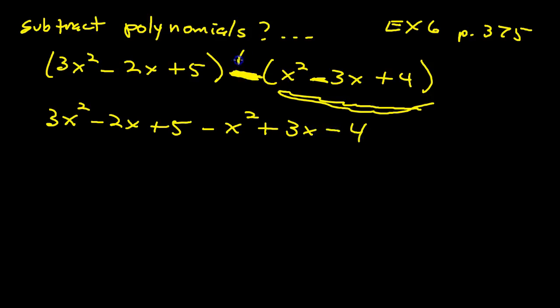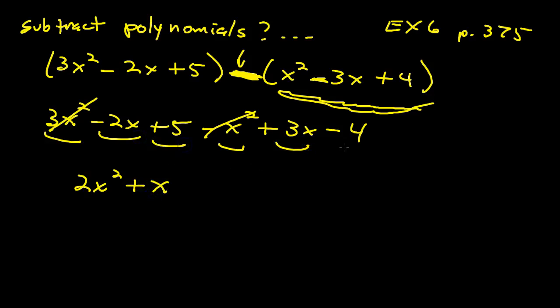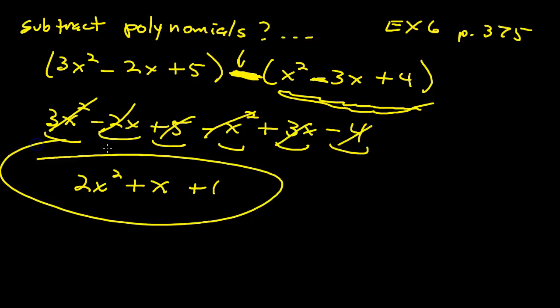So just carry this negative sign through, distributing it, changing it into an addition problem, and now we can just combine like terms. 3x squared minus x squared is 2x squared. Takes care of those. Minus 2x plus 3x is plus 1x, or just x, and then 5 minus 4 is plus 1. So it takes care of all 6 of those terms combining, and this is my final answer, 2x squared plus x plus 1. All right, let's look at example 7 on page 375.